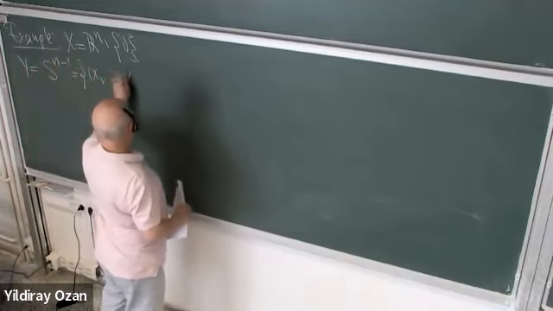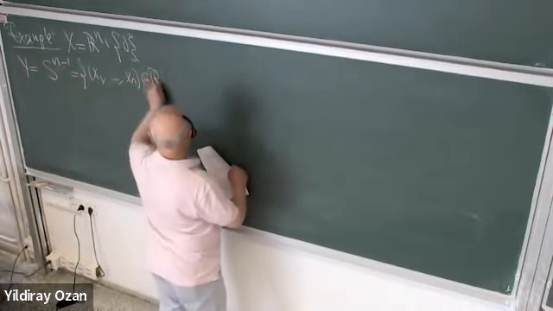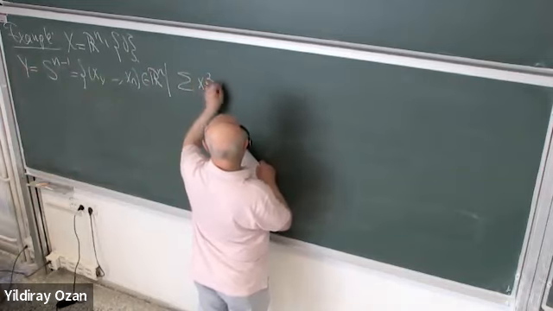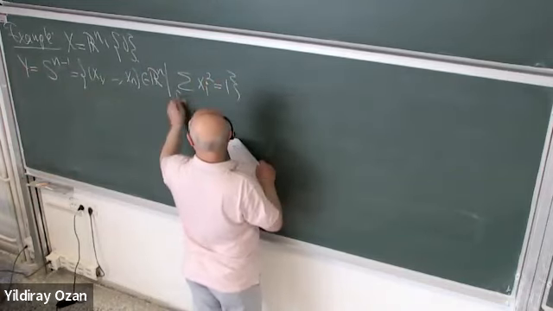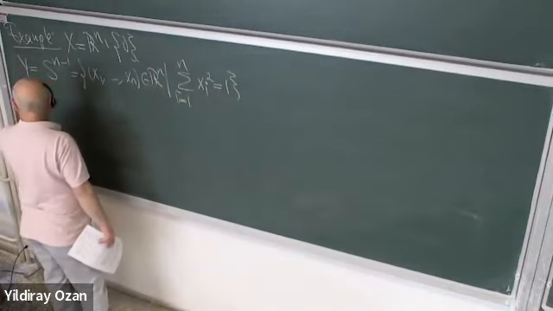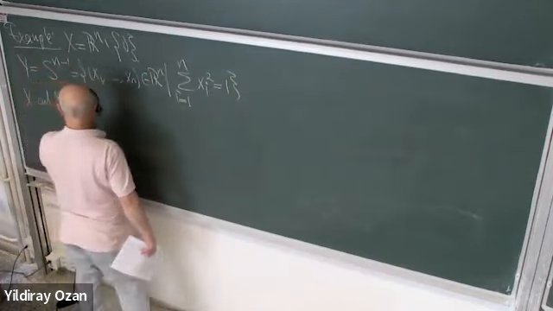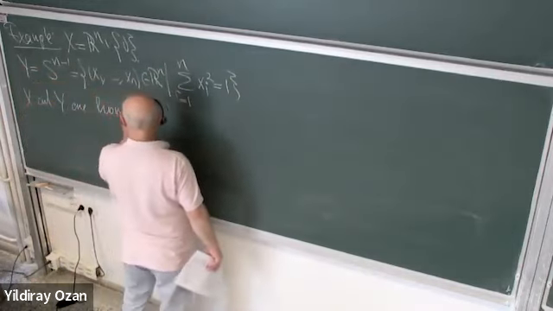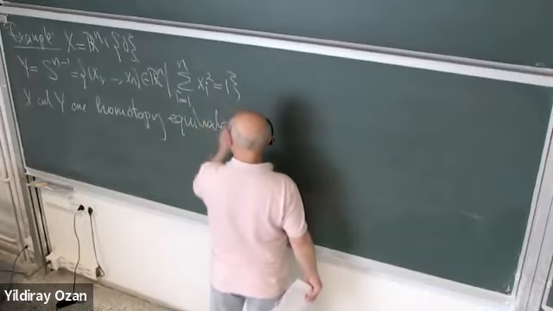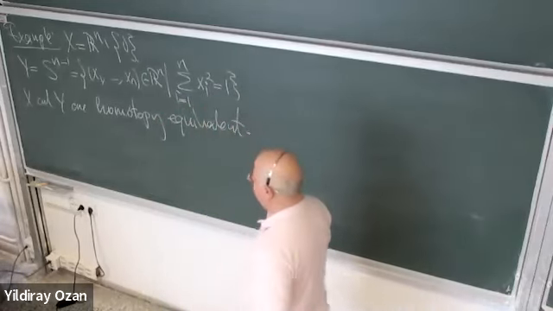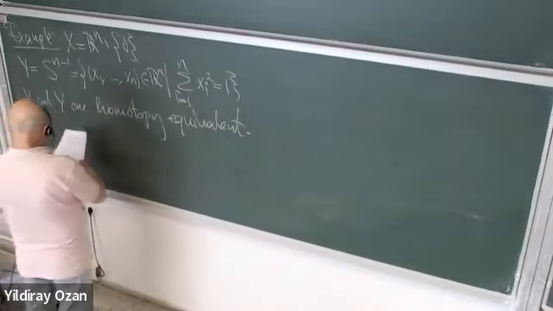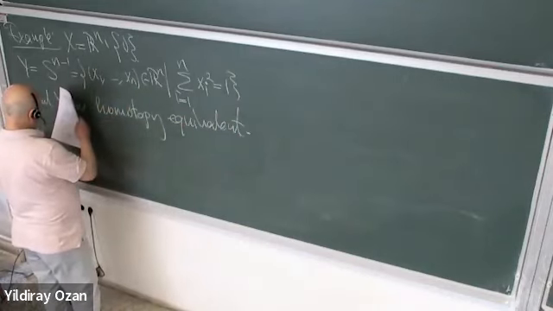So the points (x1, ..., xn) in R^n such that the sum of the xi squared is equal to 1. Okay. So the claim is that X and Y are homotopy equivalent, and we write it this way.